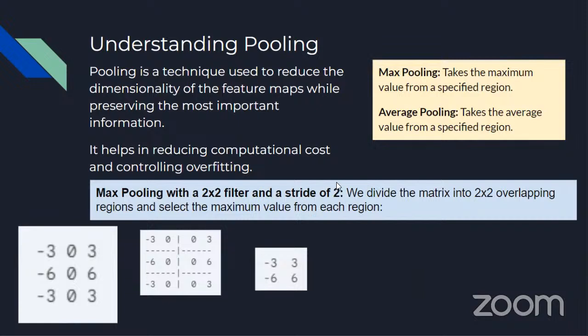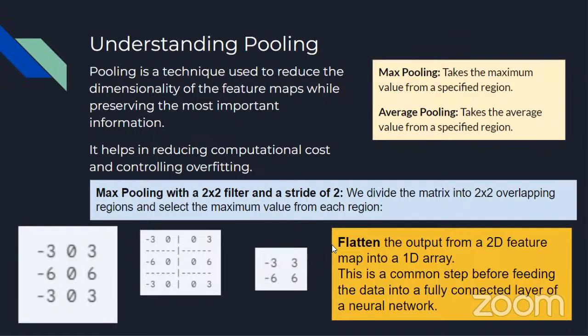So this is the feature map. Now see, from 3 by 3, it has become 2 by 2. So the dimension has reduced. But still, max pooling results in a 2D feature map.